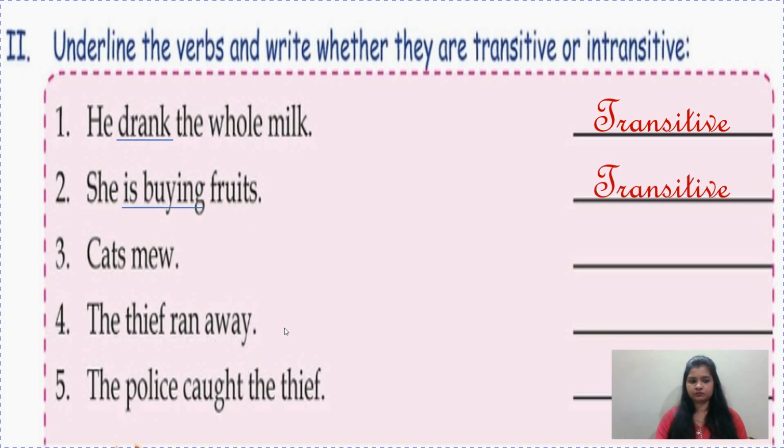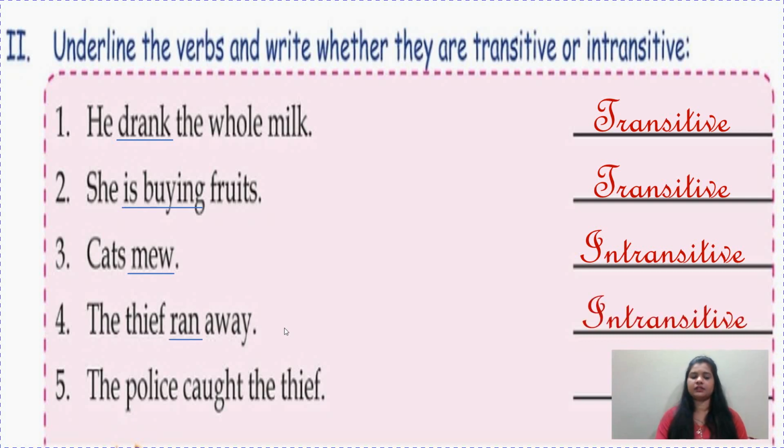Cat's mew. So cat is subject and mew is verb. It does not need anything to give it a complete sense. So it is intransitive. The thief ran away. Children, see here, the thief, I can also write the thief ran. Okay, away, it is giving answer of where. But we don't need an answer of where. So again, it is intransitive.